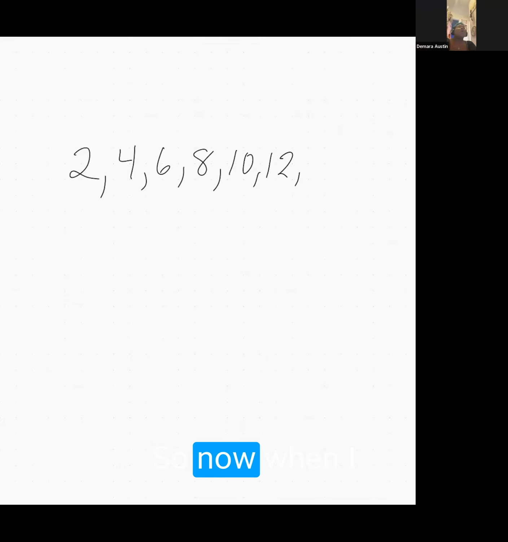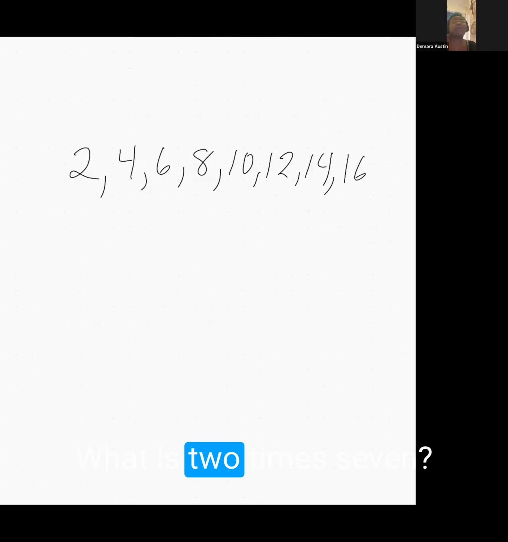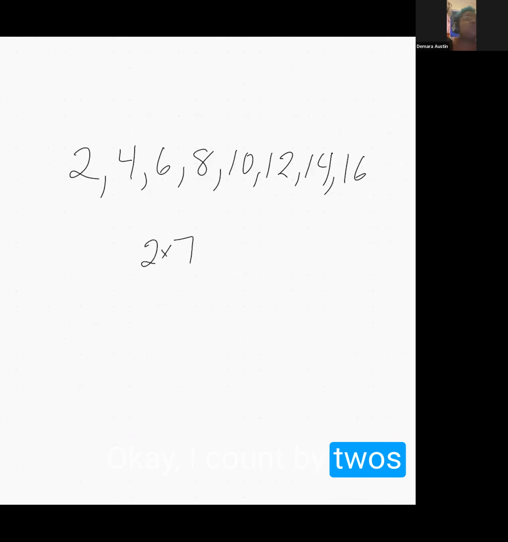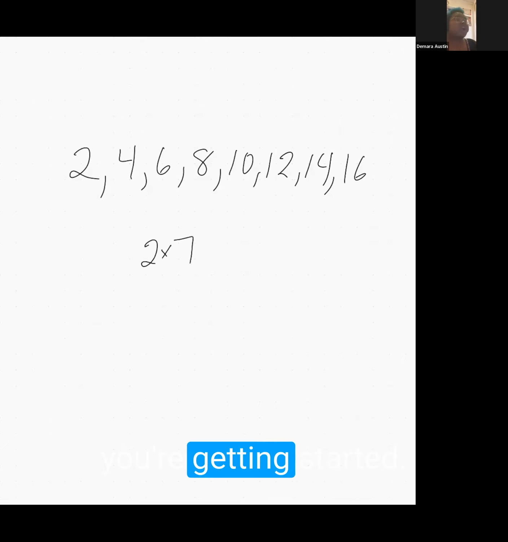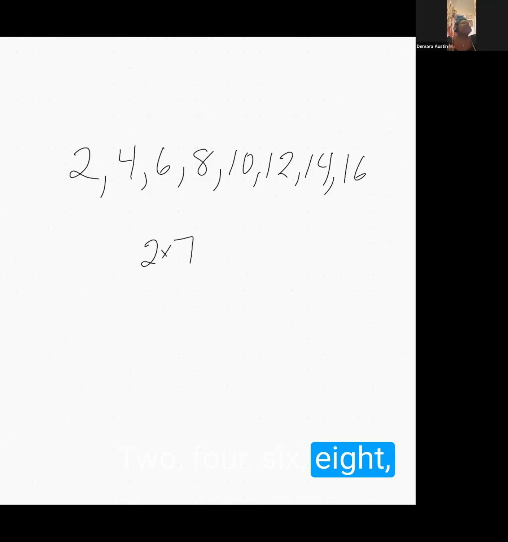So now, when I am asking myself, what is 2 times 7? I count by 2s until I get to 7. Use your hands while you're getting started. 2, 4, 6, 8, 10, 12, 14. When I get to 7 on my fingers, I'm at 14. So 2 times 7 is 14.